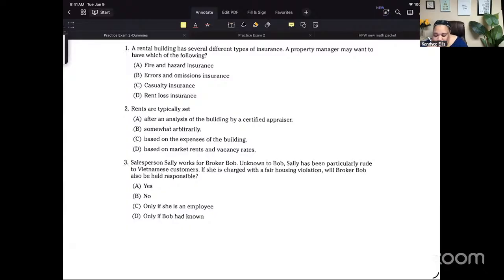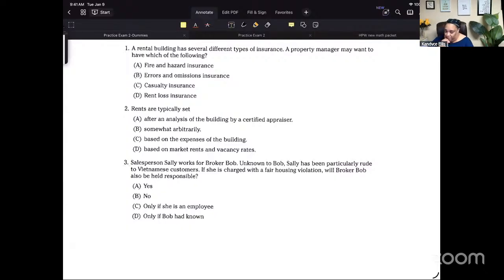A rental building has several different types of insurance. A property manager may want to have which of the following? Is it A, fire and hazard insurance, B, errors and omissions insurance, C, casualty insurance, or D, rent loss insurance? Which one is the answer?